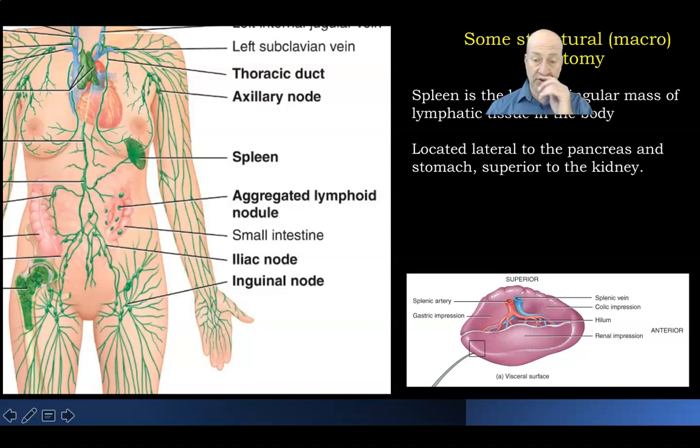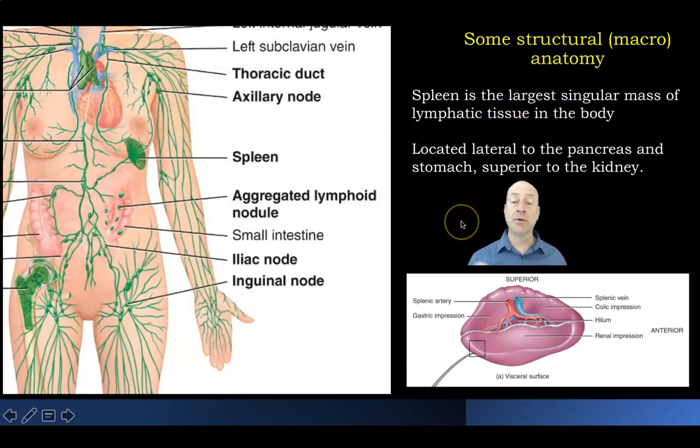And then the spleen, which is oddly enough the largest singular mass of lymphatic tissue in the body. To see it green is very odd, but don't worry about it.